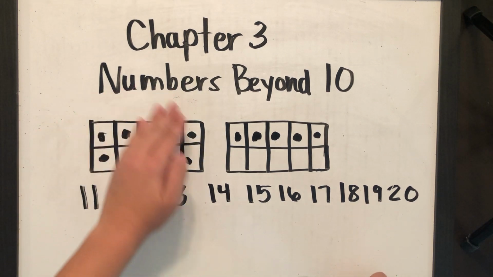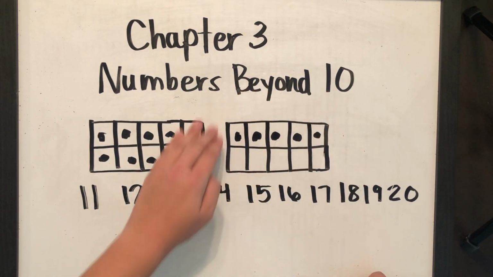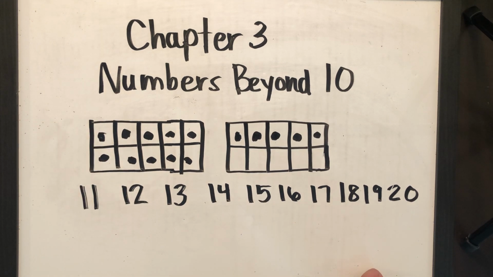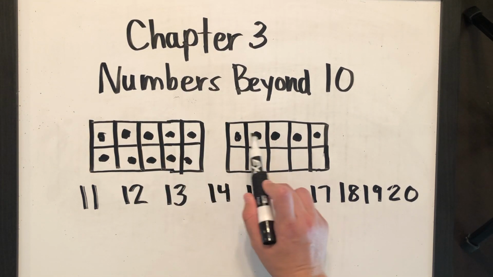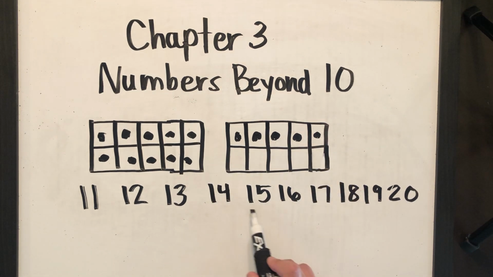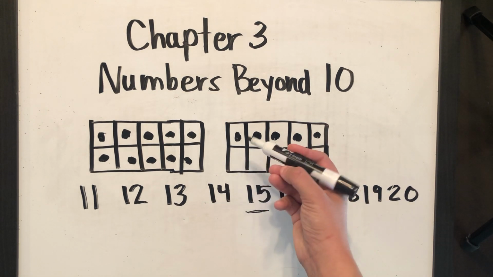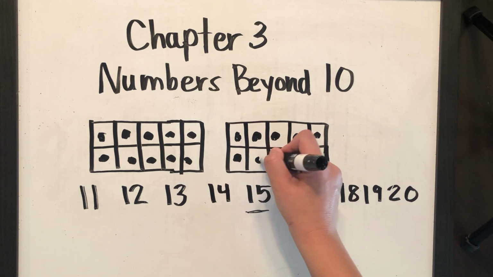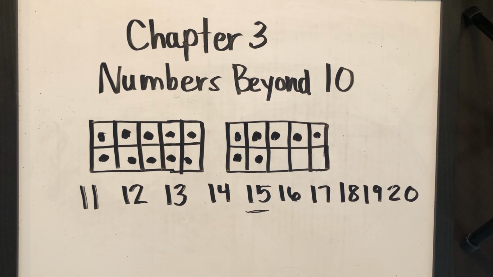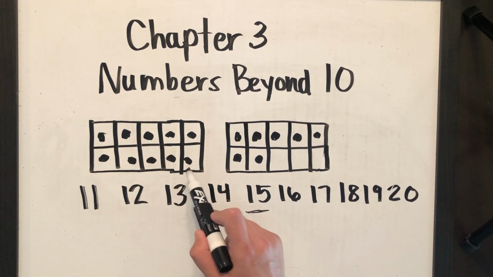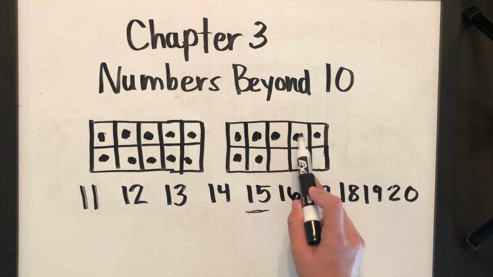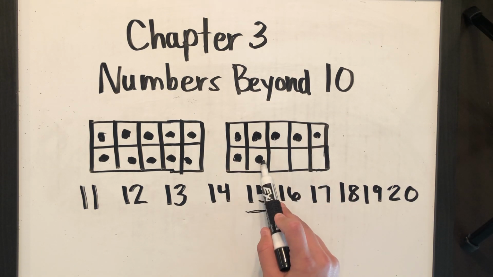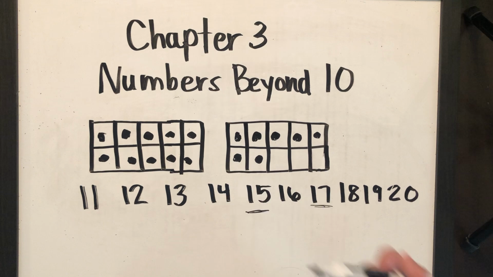So if I have 10 here, subitize how many I have here, and I want you to tell me how many I have all together. I'll give you just a second. So we have 10, 11, 12, 13, 14, 15. We have 15. What if I add 2 more? Figure out how many I have in those 10 frames. 10, 11, 12, 13, 14, 15, 16, 17. So I have 17 in those 10 frames.